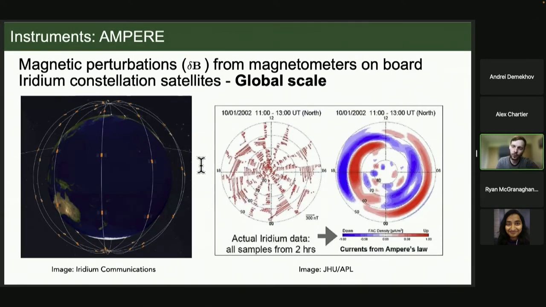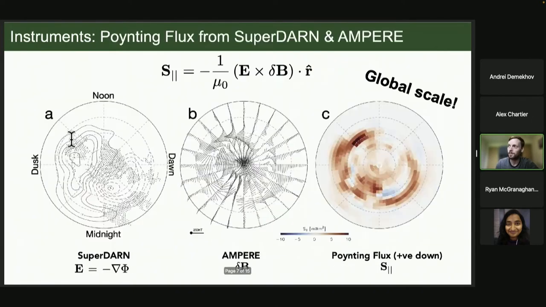So that's the electric field from SuperDARN, and we need something similar for the perturbation magnetic field, which we get from AMPERE. AMPERE utilizes magnetometers on board the Iridium constellation communication satellites, and it does a fitting similar to what SuperDARN does. And then we get a global pattern of the perturbation magnetic fields. Many people use AMPERE for the field line current product, which is derived from the perturbation fields. But obviously, we only need the perturbation fields for our Poynting flux calculation.